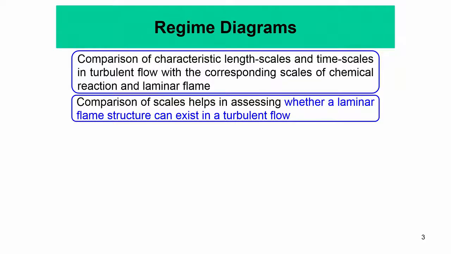Okay. So, the comparison of the scales helps in assessing whether laminar flame structure can exist in turbulent flow. That is one very important point. We have taken up the structure of the laminar flame in great detail. Now, the question is, when you have turbulence, whether this laminar flame structure is reasonably well preserved and only bends and folds, that is all. So, is a turbulent flame just a bent form of a laminar flame? Under what conditions can that kind of structure exist?